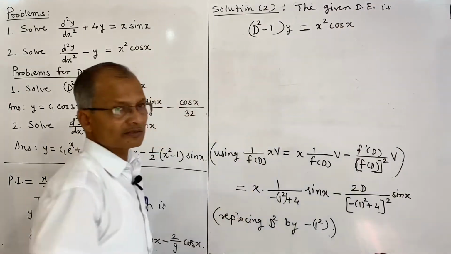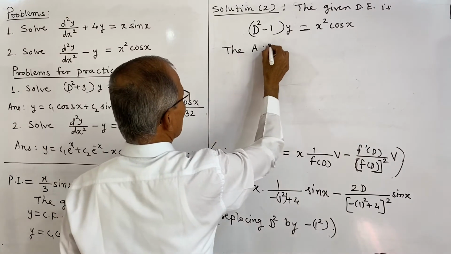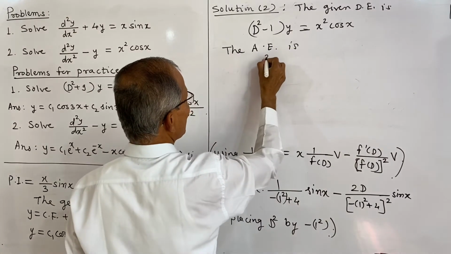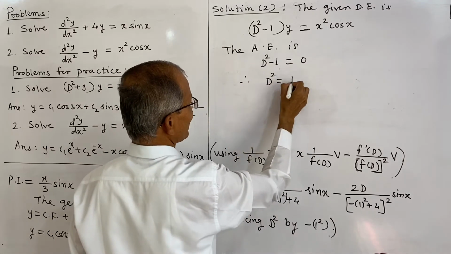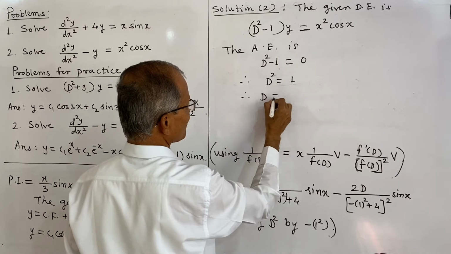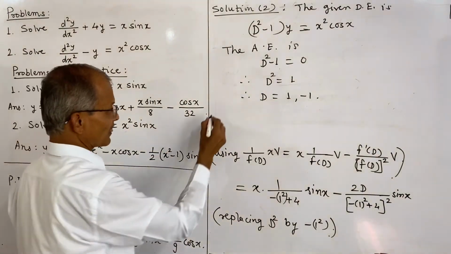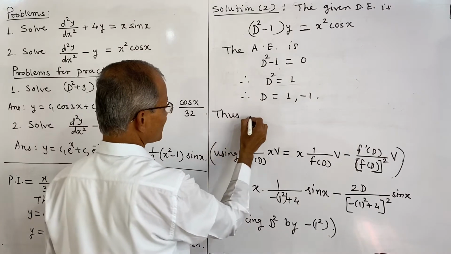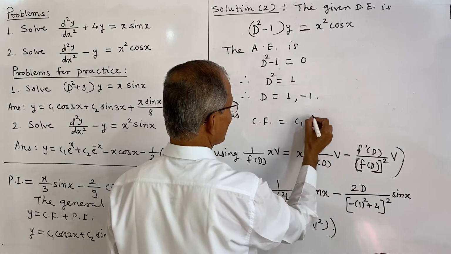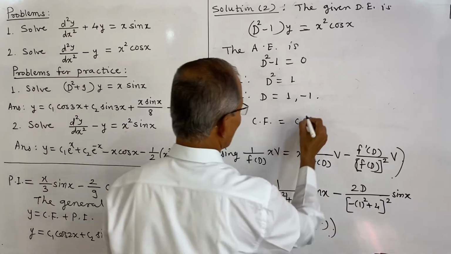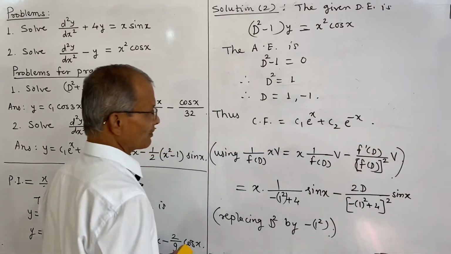From this we shall write the auxiliary equation. The auxiliary equation is D square minus 1 is equal to 0, that means D square is equal to 1, therefore D is equal to 1 and minus 1, and this gives the CF. Thus the complementary function is C1 e power x plus C2 e power minus x. So we have obtained the CF.